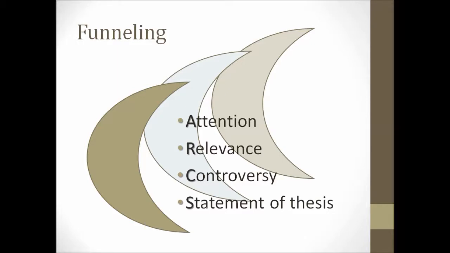We point out that it's controversial, or it's at least something that people will either disagree about or that they just fail to think about the issue at all. So it's worth talking about and discussing. That's the main thing. And then that leads us to the thesis, which is the writer's main argument. So get the attention, show how it's relevant to the reader, show why it's worth talking about, what's the controversy, and end with a statement of the thesis.